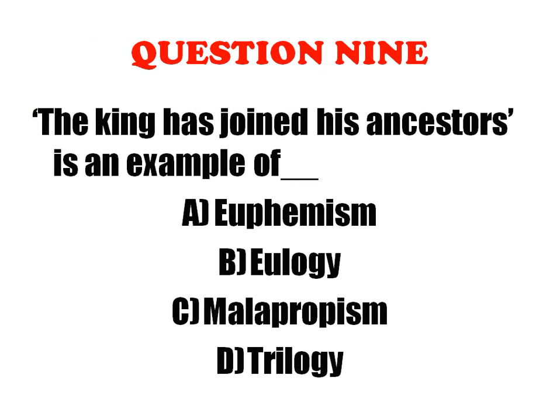Okay, let's look at question 9. The king has joined his ancestors. It's an example of which figure of speech? Look at them very well. A, euphemism. B, eulogy. C, malapropism. D, trilogy. Euphemism is a figure of speech in which an unpleasant statement is passed in a milder form. Eulogy is a poem that praises a person or an event or a character. Malapropism is a wrong use of words. Trilogy is a form of poem that has 3 parts. So the answer is A, euphemism.